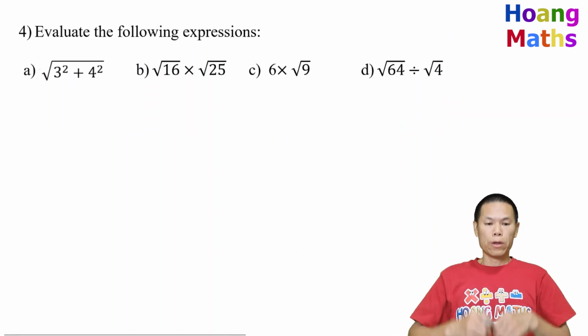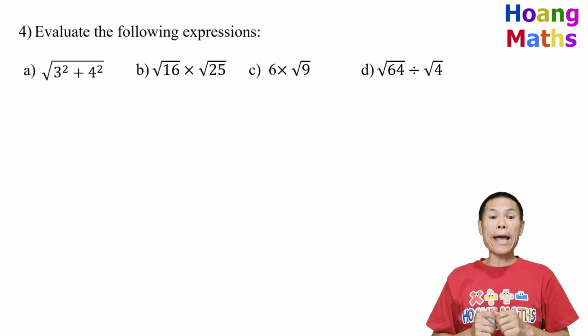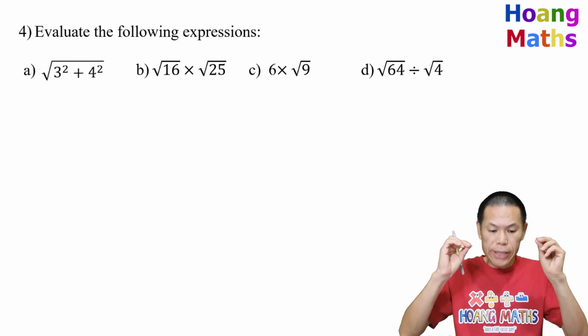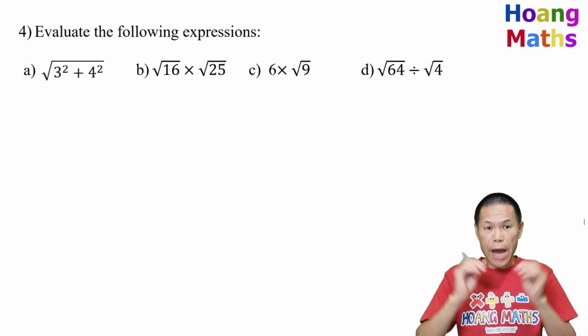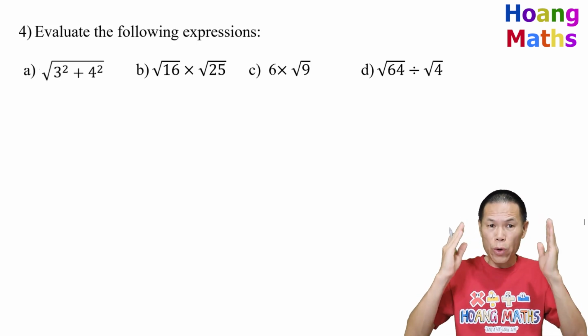Question number 4. So first of all, for part A, we need to work out 3 square first. And then we work out 4 square. And we add them together. And then we need to find the square root of that.